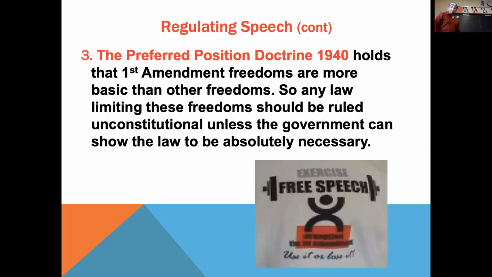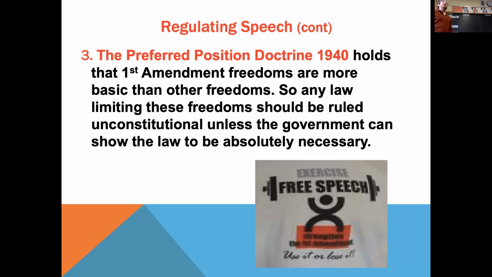All right. So number 3 here, preferred position doctrine of 1940. Okay, looking back at many of these laws in World War I, and many of the court cases dealing with people being thrown in jail or fined heavily for their viewpoints, their political ideology, this scared a lot of the government, right? It scared a lot of political figures. It's like, well, we're supposed to be established here for giving people rights and freedoms to express themselves. And we're just throwing people in jail and fining them for their viewpoints, for their opinions.